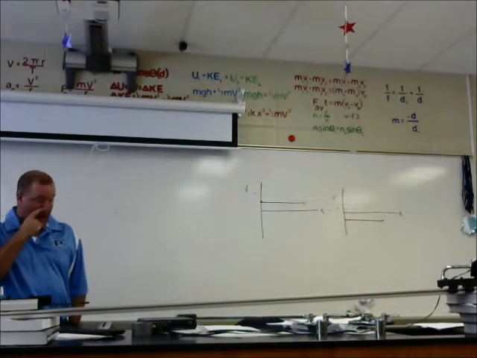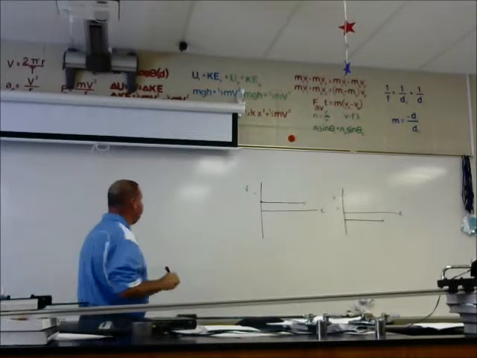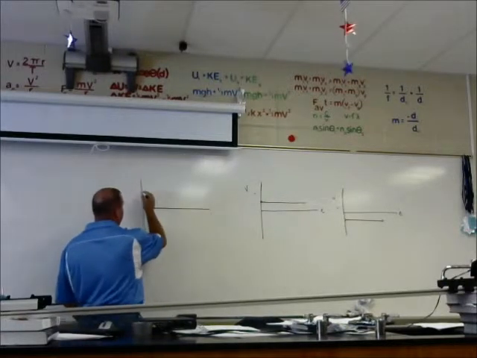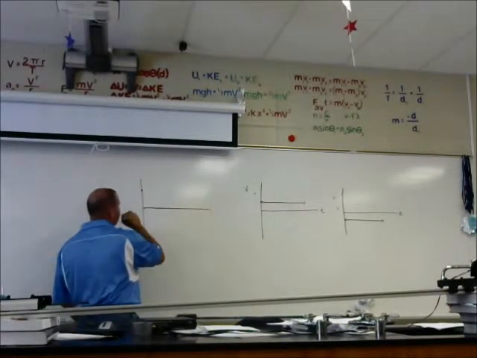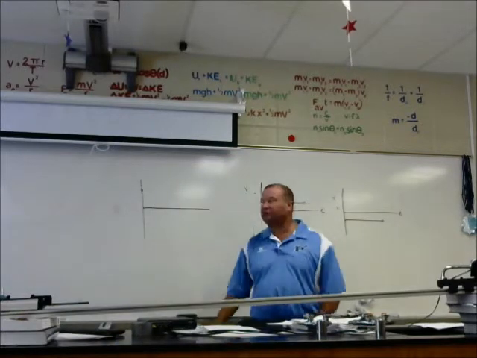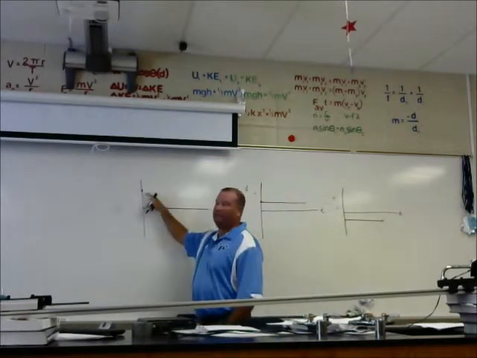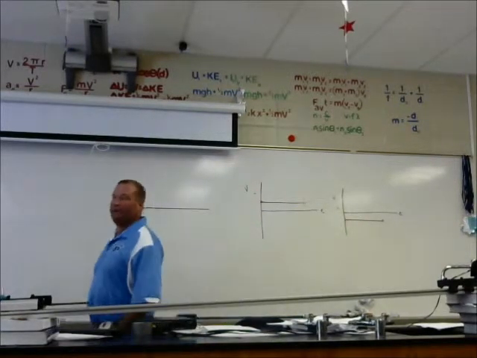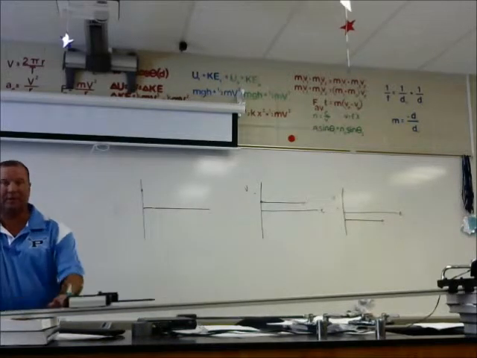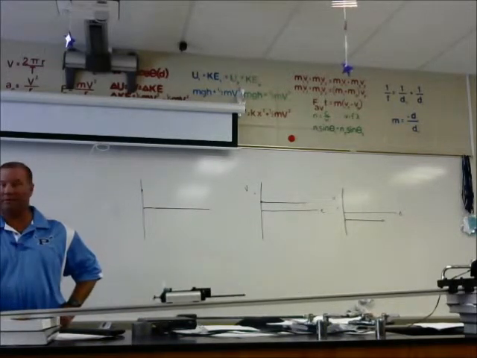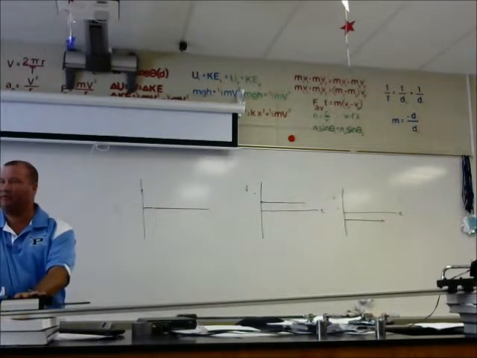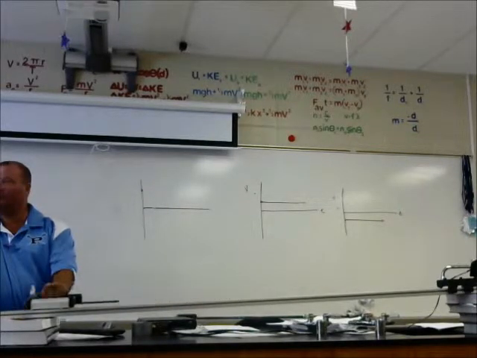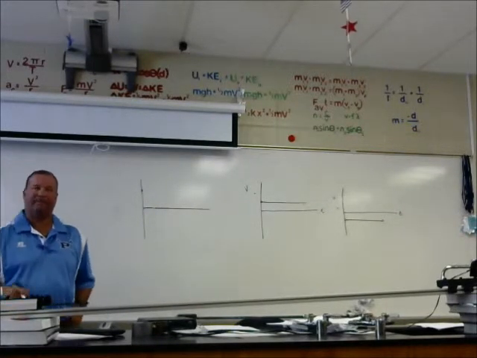What happens if the object starts with a positive velocity but slows down and turns around? For example, there. Starts with a positive velocity, slows down, turns around. Let's try and draw that graph. That's part C.